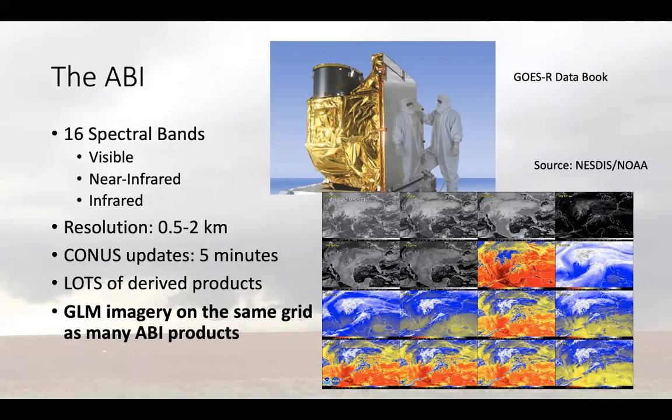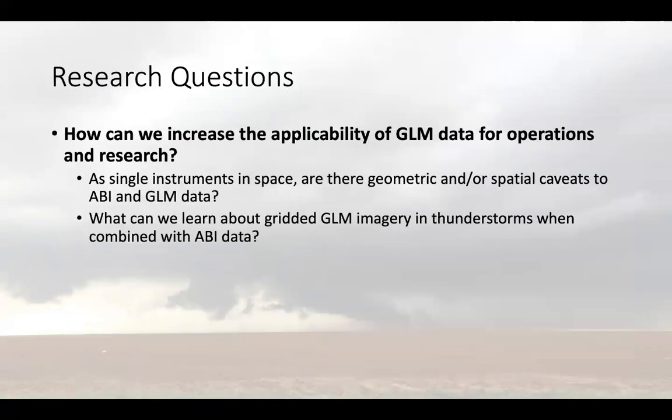So therefore, we can fully exploit both instruments on GOES-16, excuse me, for the cases of severe convection. So this has really helped us drive home our research question. So we came in with the overall idea of how can we increase the applicability of GLM data for both operations and research?